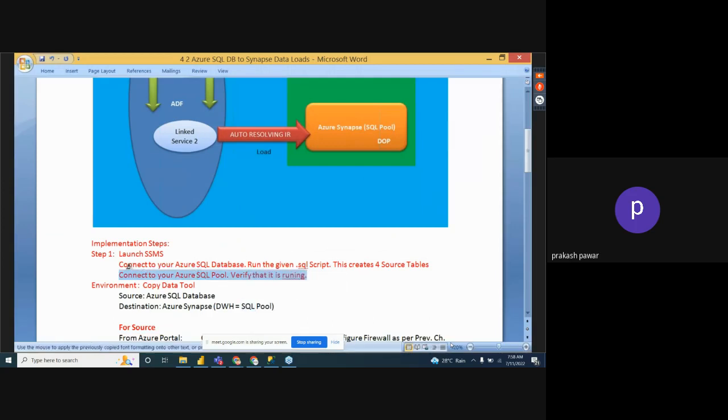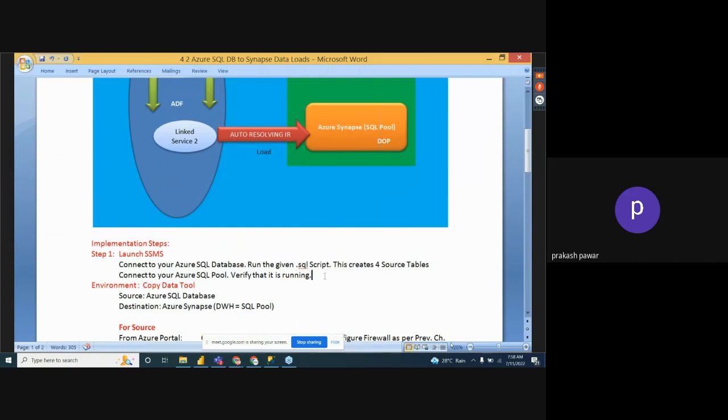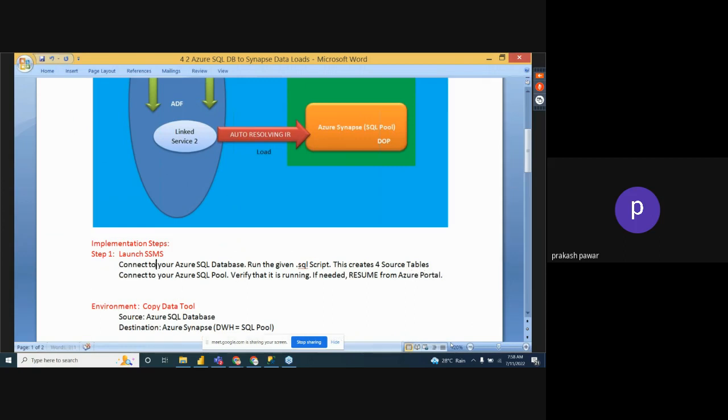Next. Make sure it is running fine. If needed, restart it from Azure portal. The step number 1 is the continuation of your earlier example. Next. Step number 2.